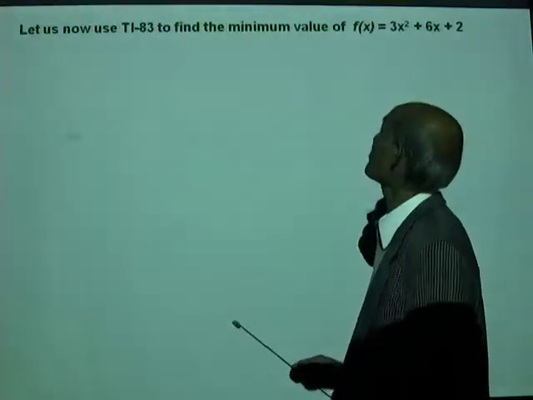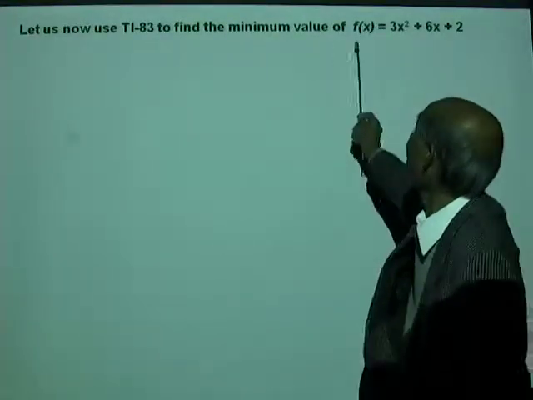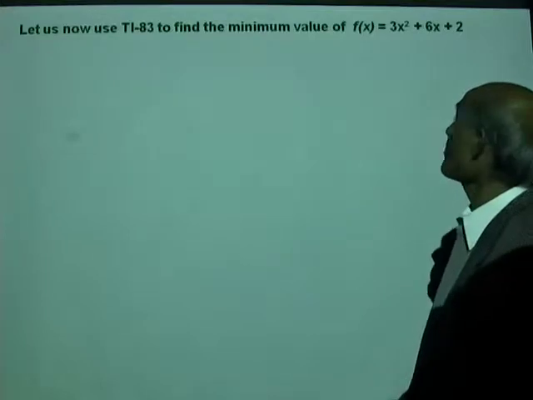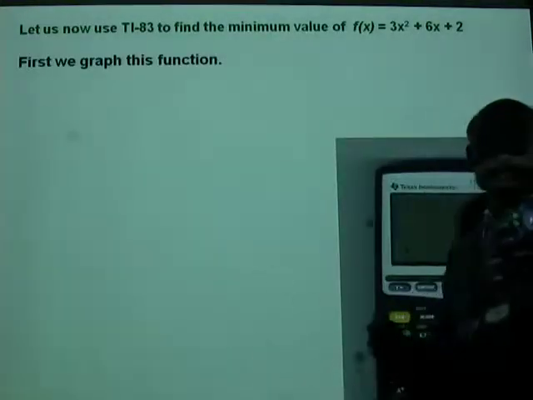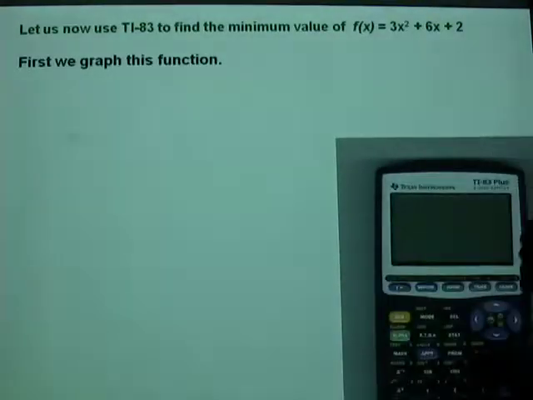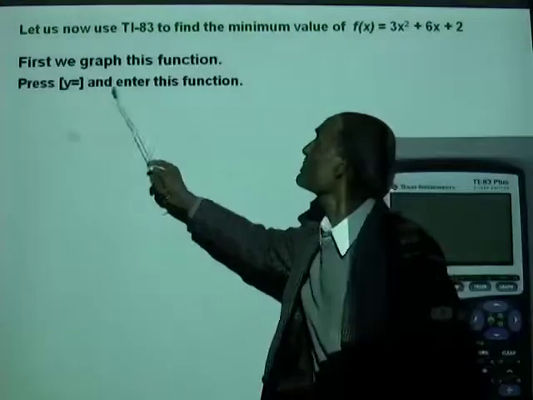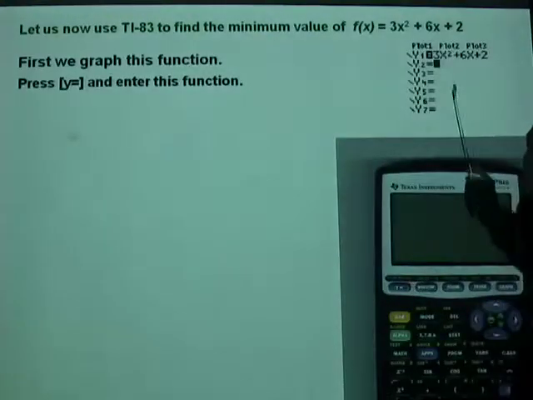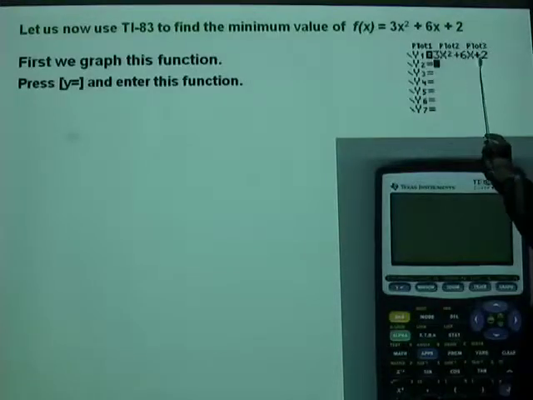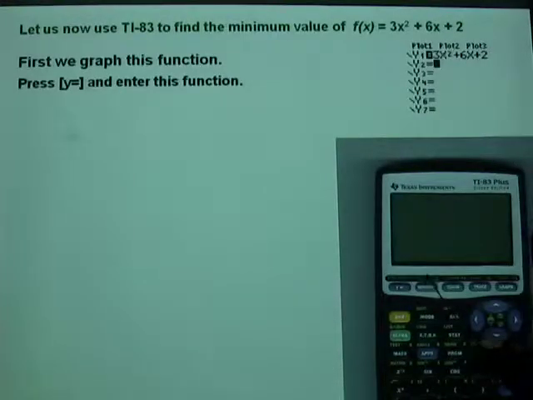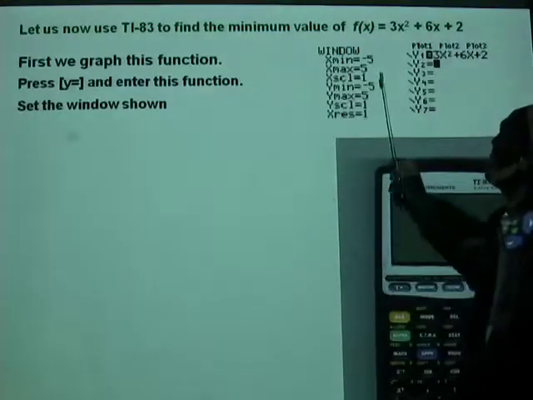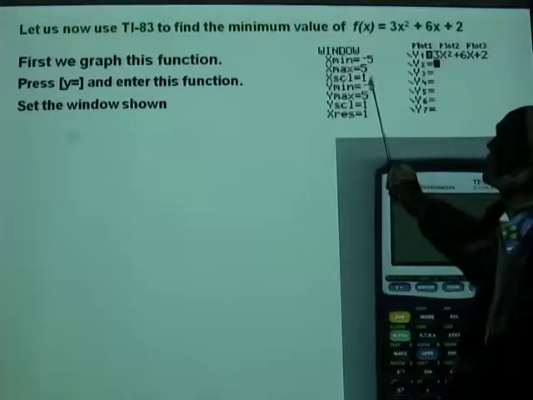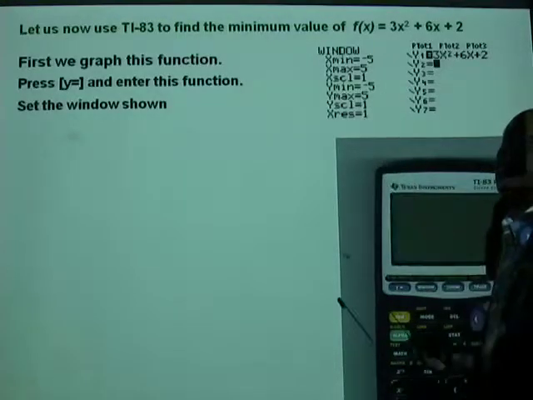Use the TI-83 to find the minimum value of f of x equal to 3x squared plus 6x plus 2. A good skill. I want you to learn it so that you can practice it in the next couple of lessons. Now this is the TI-83 screen. Press y equal to and enter the function like this. y1 equal to 3x squared plus 6x plus 2. Now set the window shown like this. X minimum, x maximum.